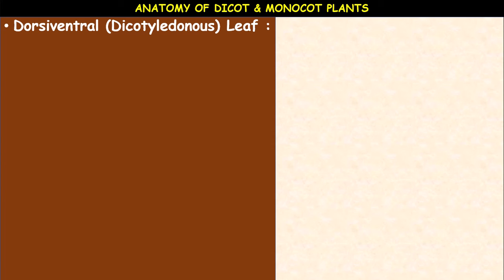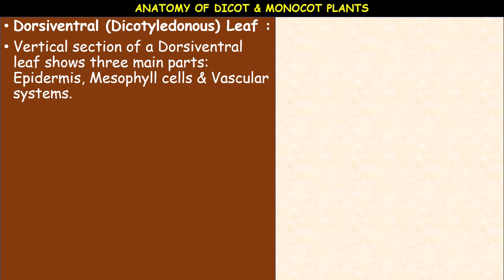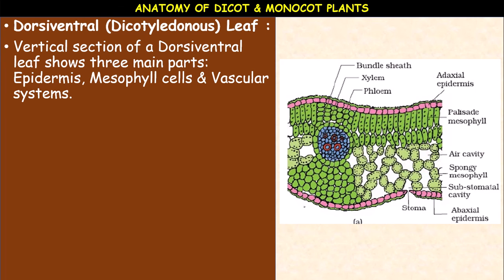first dicotyledonous leaf, it is also called dorsiventral leaf. The vertical section of dorsiventral leaf shows 3 main parts. They are epidermis, mesophyll cells and vascular system. Okay, what are the parts of the cross section of dicot leaf? It shows mainly epidermis, okay, adaxial epidermis and abaxial, means upper epidermis and lower epidermis.